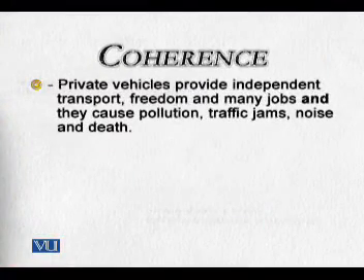How can these two conflicting ideas be combined with the help of and? And is like 1 plus 1. Therefore, what we actually do for coherence is add, let's say, a semicolon, write however, put a comma, and then combine. Now, the sentence will read this way. Private vehicles provide independent transport, freedom, and many jobs; however, they cause pollution, traffic jams, noise, and death.